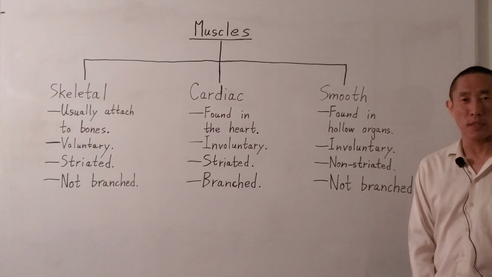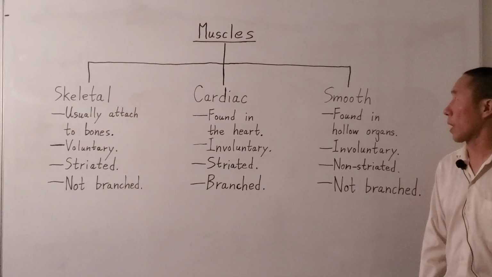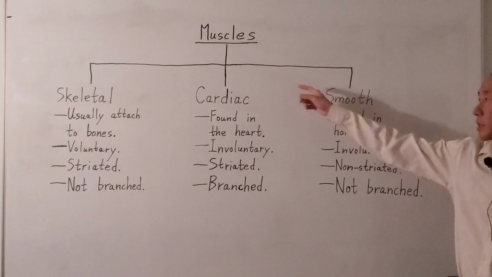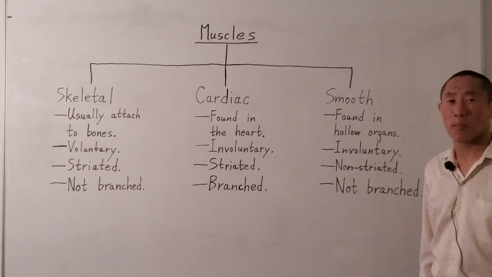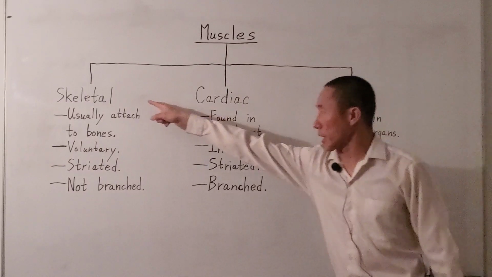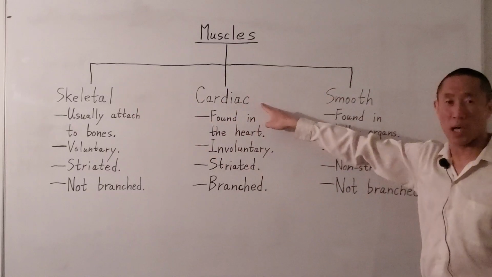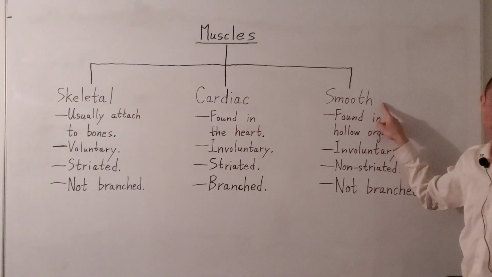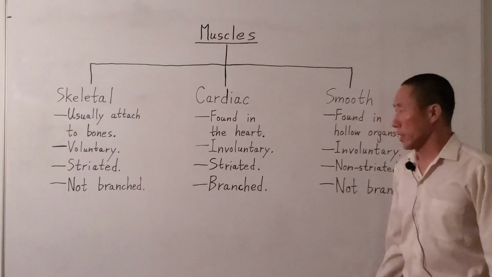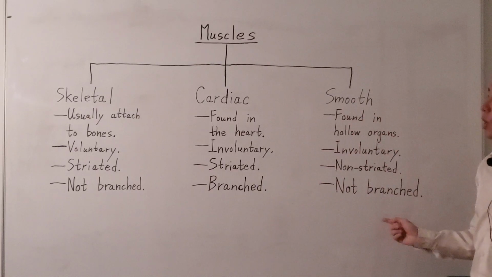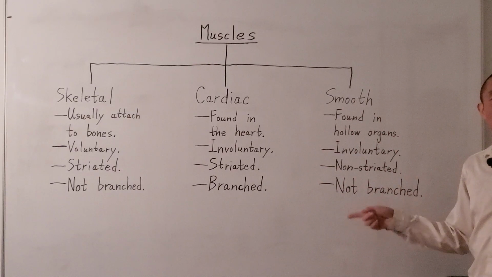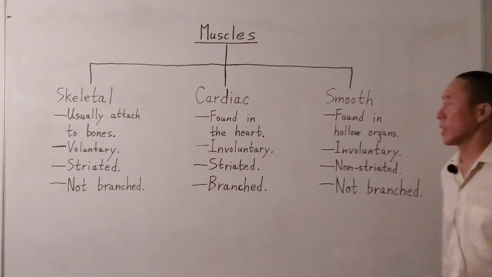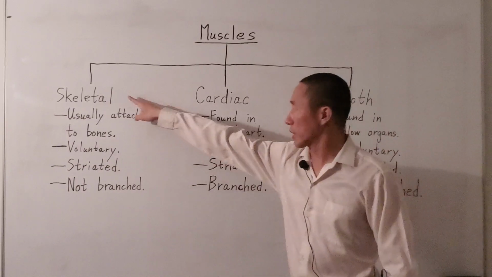Hello everyone, in this video we are going to talk about the different types of muscles. Now, when we talk about muscles, we have skeletal muscle, cardiac muscle, and smooth muscle. Now, in this concept map, we are going to talk about the characteristics of each type of muscle. Now, let's talk about the first one.